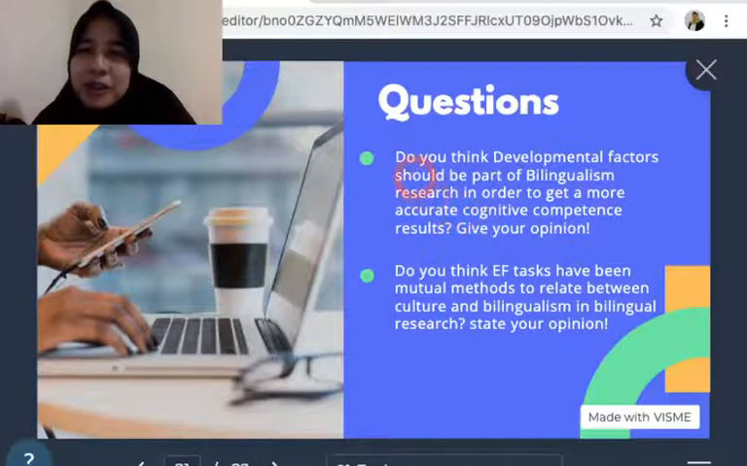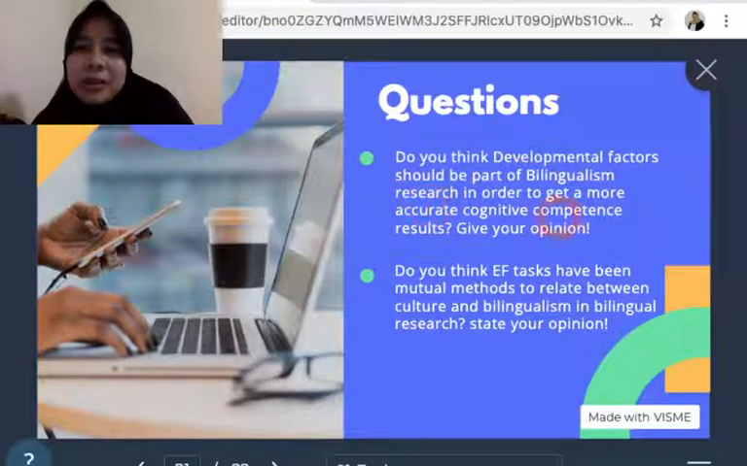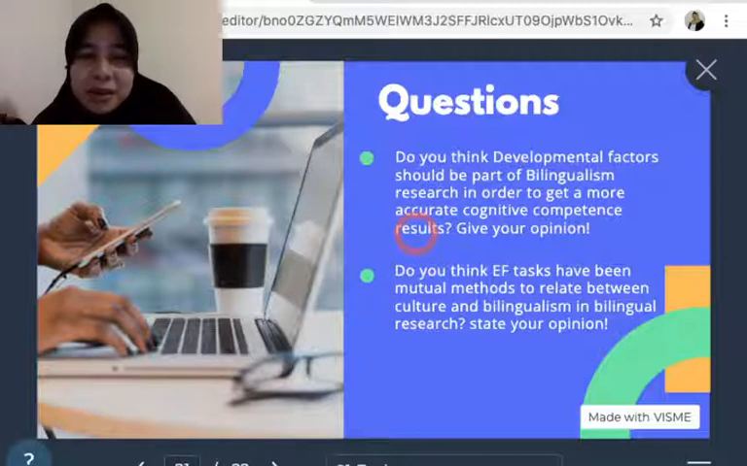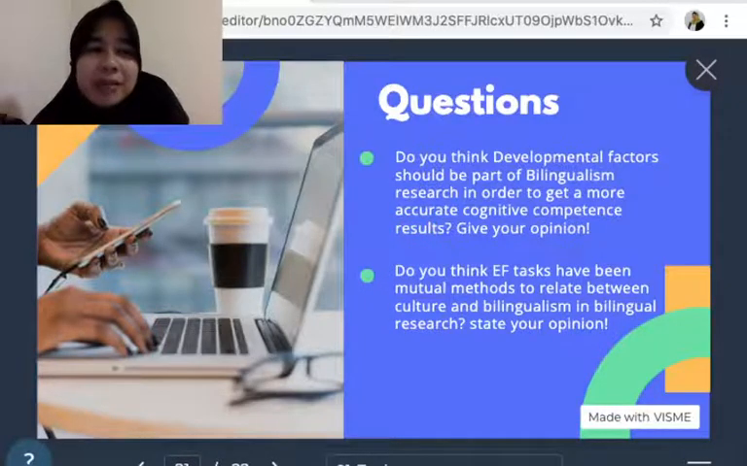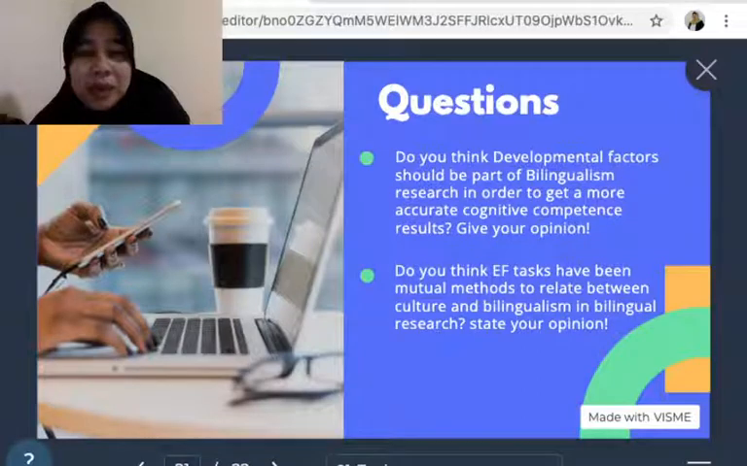The first one is: do you think developmental factors should be part of bilingualism research in order to get a more accurate cognitive competence result? As we know from the first article, the authors propose developmental factors in doing bilingual research, and I need your opinion about it. Do you agree with it or not?